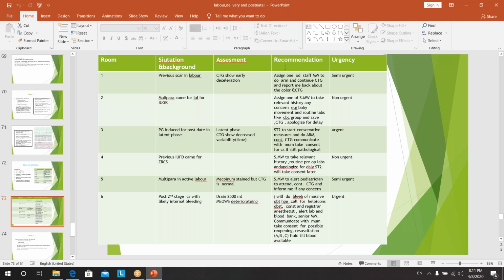What you will do here, the action: I will assign one of the midwives to go to this patient and to continue the CTG and do ARM for this patient. As you mentioned, you can do ARM, artificial rupture of the membrane, and report back to me about the color of the meconium and any changes in the CTG. This is a semi-urgent case.